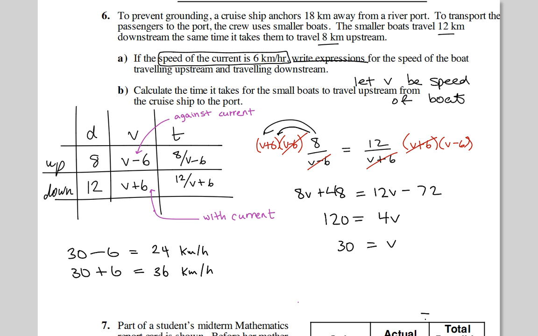Then it says calculate the time it takes for the boats to travel upstream. So you could do either one because it's going to be the same time. But let's just use the upstream formula. 8 over v minus 6. Eight over 24.